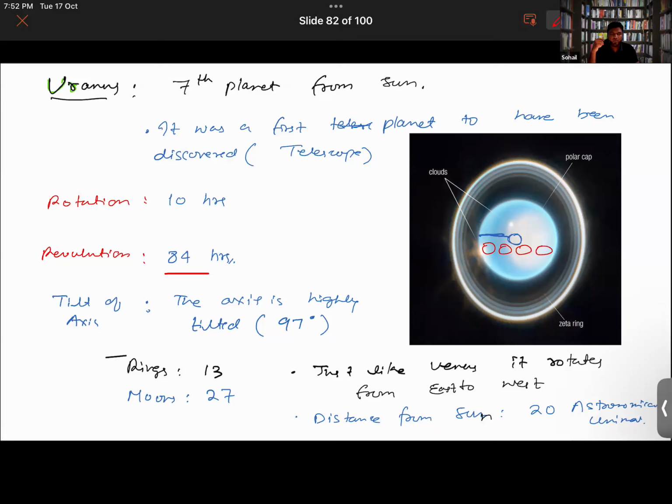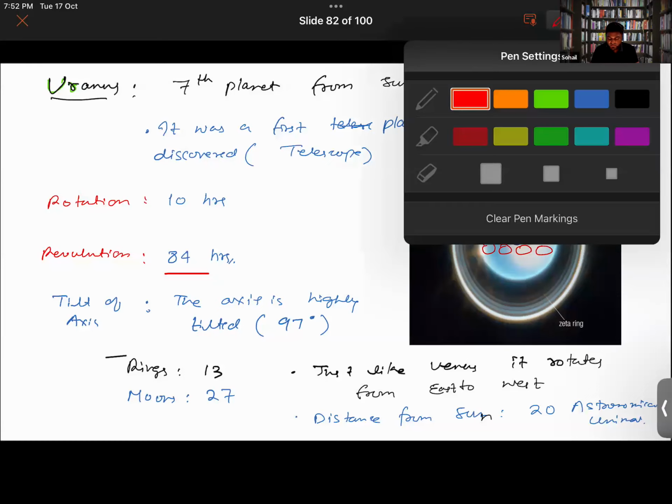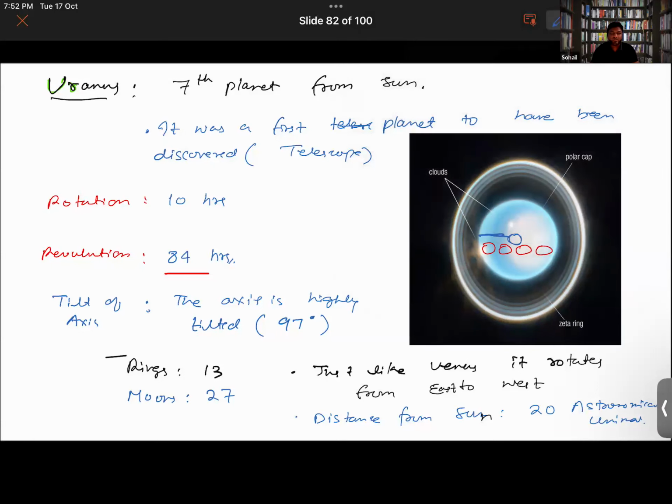Okay, good. So Uranus, we talked about it. It's the seventh planet from the sun. One of the most interesting features was that, using the telescope, it was the first planet to have been discovered. And it's tilted horizontally. Exactly. That is the most distinguishing feature about Uranus.